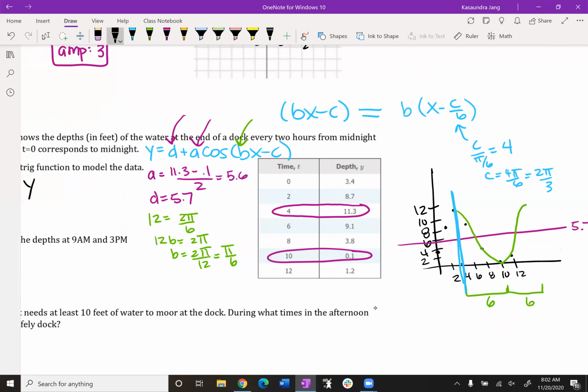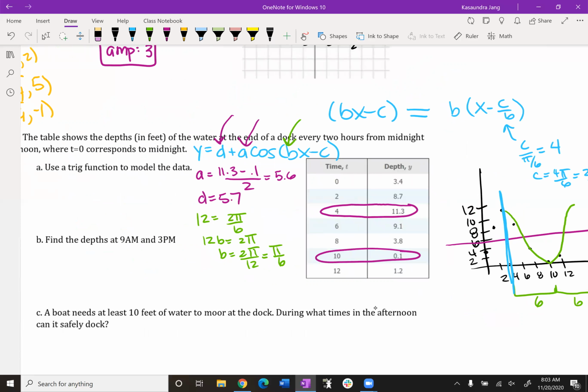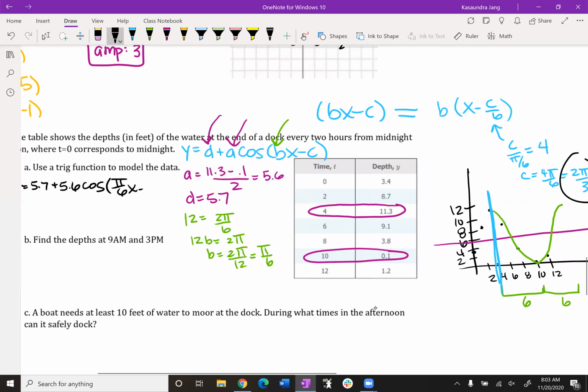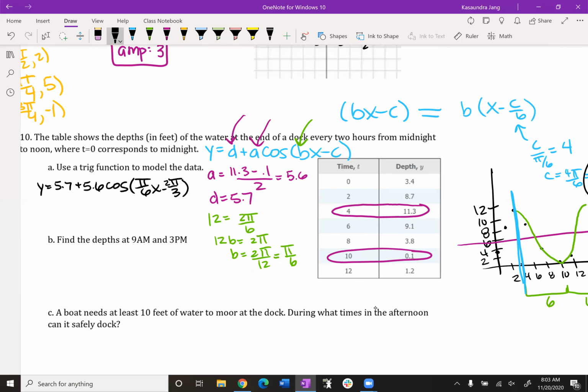All right, so y equals the d, which we found, let's see, our d is 5.7, plus a, our a was 5.6. Oh, I might have to move this over a little bit. Times cosine of, in parentheses here, the b, which was pi over 6, times x, and then minus the c, which we found c was 2 pi over 3. So minus 2 pi over 3. Okay, so it says use a trig function to model the data. Okay, so here's our trig function that we came up with.